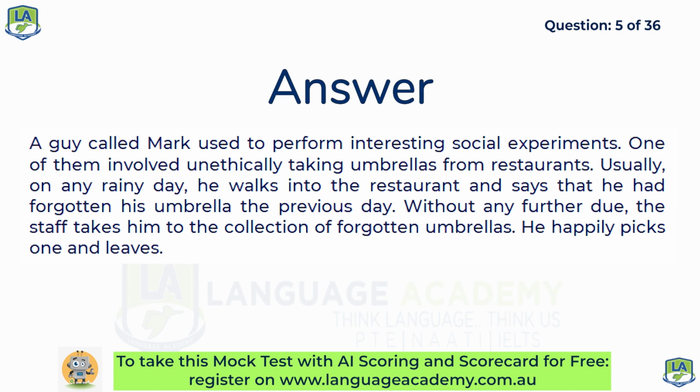A guy called Mark used to perform interesting social experiments. One of them involved unethically taking umbrellas from restaurants. Usually, on any rainy day, he walks into the restaurant and says that he had forgotten his umbrella the previous day. Without any further ado, the staff takes him to the collection of forgotten umbrellas. He happily picks one and leaves.